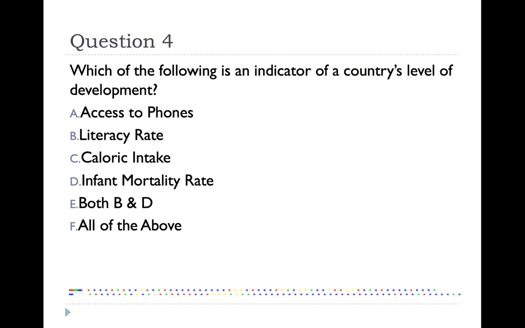Question number 4. Which of the following is an indicator of a country's level of development? Access to phones, literacy rate, caloric intake, infant mortality rate, both B and D, or all of the above? Your answer is going to be all of the above.